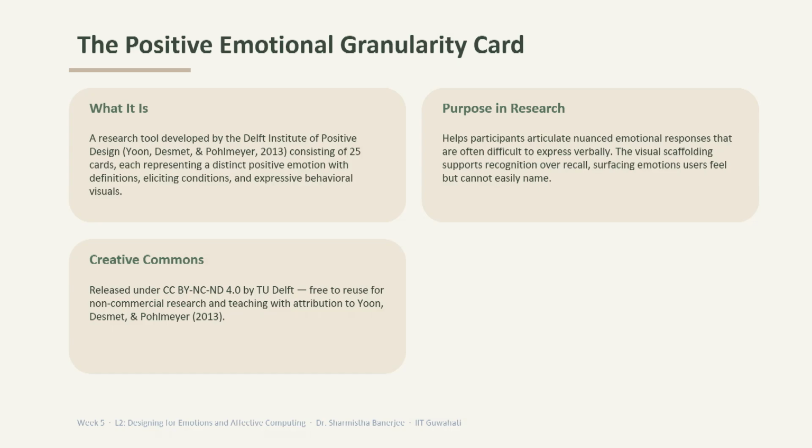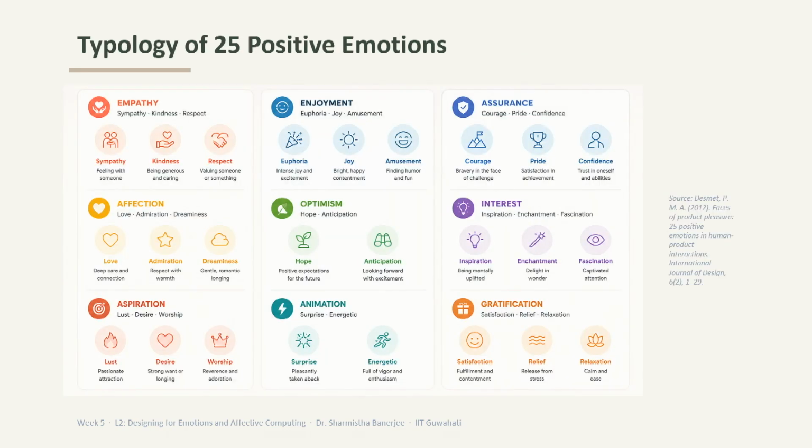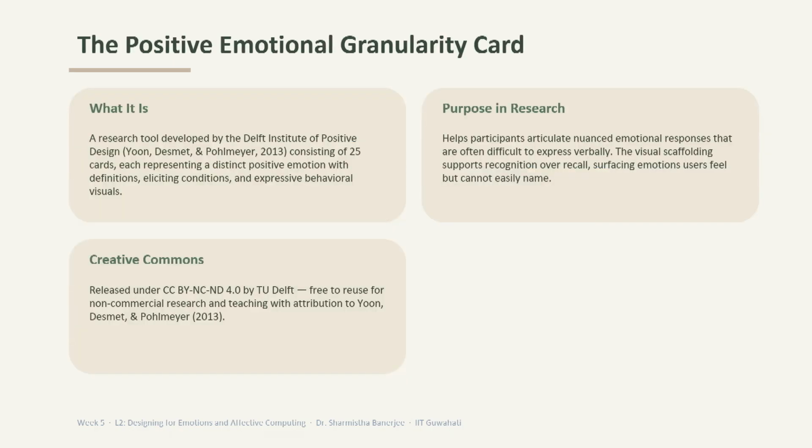It is a research tool developed by the Delft Institute of Positive Emotions and it consists of 25 cards, each representing a distinct positive emotion. So each representing either sympathy, kindness, so each of these distinct emotions. And they provide you definition, they elicit certain conditions through emotions and tell you when this particular emotion arises, and it helps you do all these things with expressive visuals as well as some descriptive text.